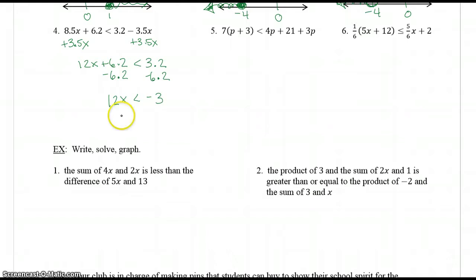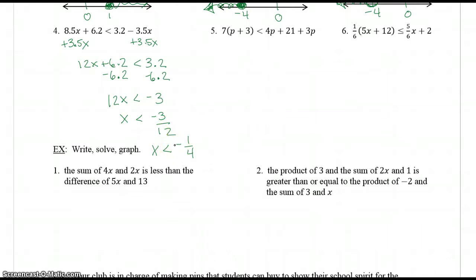Divide by 12. So that does not divide evenly. All we're going to do is reduce. So x is less than negative 1/4. Now, we did not flip our sign because we did not divide by a negative. However, our answer ends up negative, and that's okay.